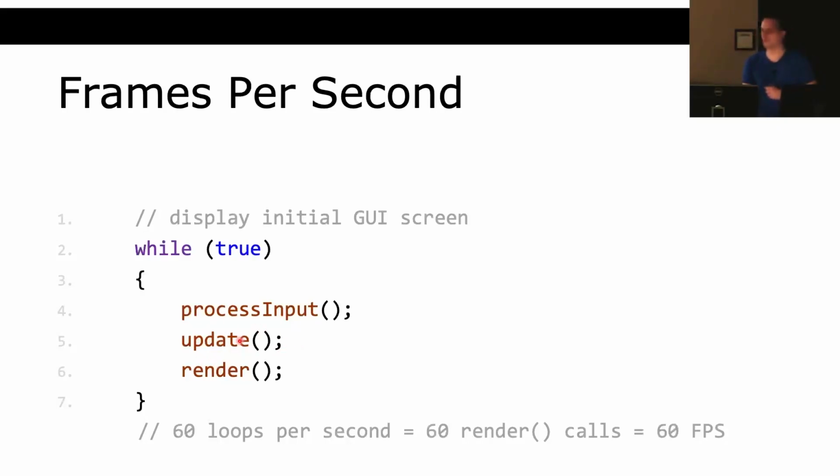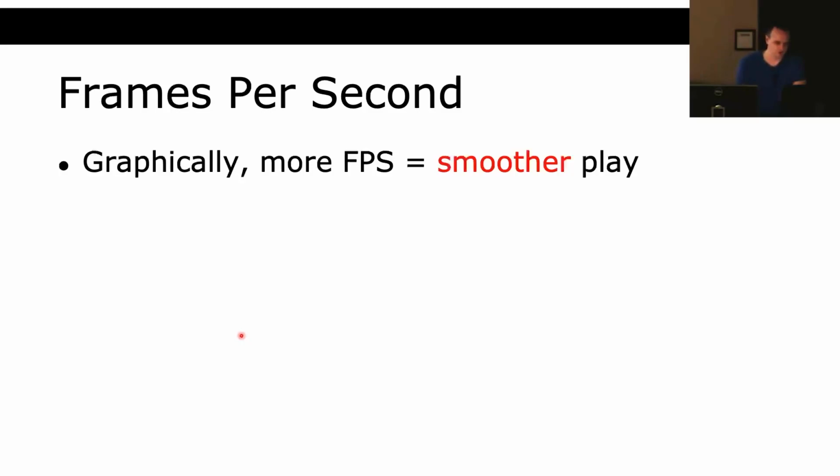Because we technically could put as many update steps in here as we want, right? We could put a loop in here that does it 1,000 times. So when we talk about frames per second, we typically mean the number of renders per second. Okay, so graphically, intuitively, we would want as many renders per second as possible because it just looks smoother, right?